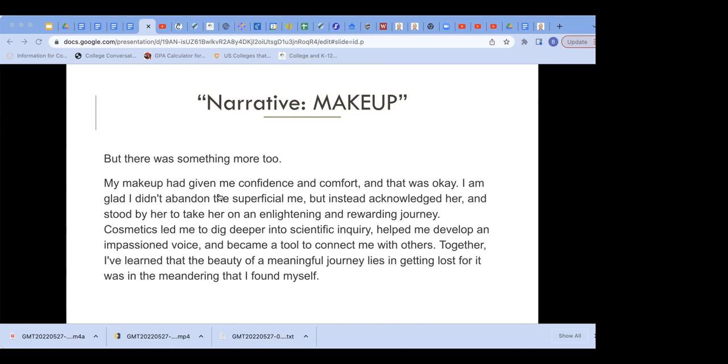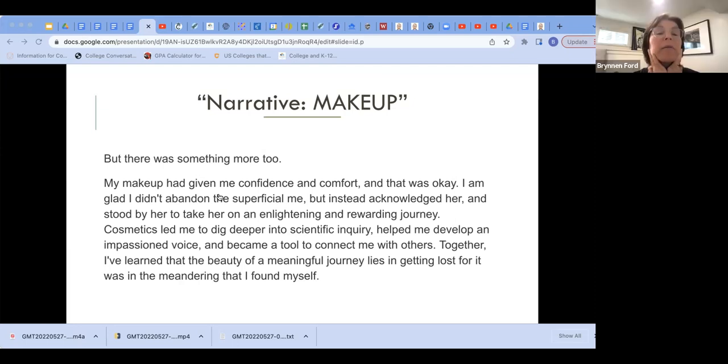But there was something more too. My makeup had given me confidence and comfort, and that was okay. I am glad I didn't abandon the superficial me, but instead acknowledged her and stood by her to take on an enlightening and rewarding journey. Cosmetics led me to dig deeper into scientific inquiry, helped me develop an impassioned voice, and became a tool to connect with others. Together, I've learned that the beauty of a meaningful journey lies in getting lost.